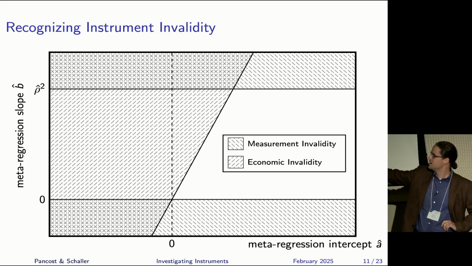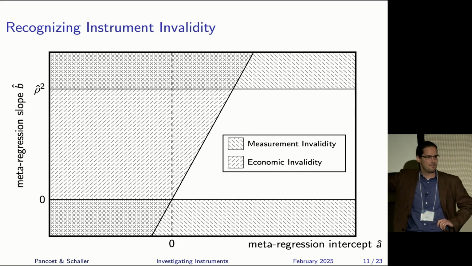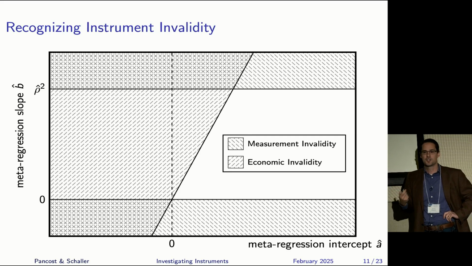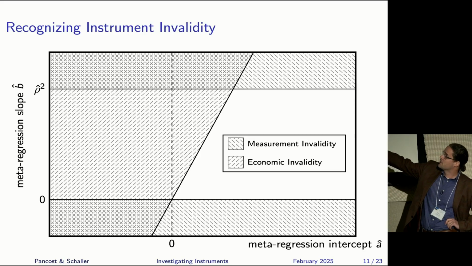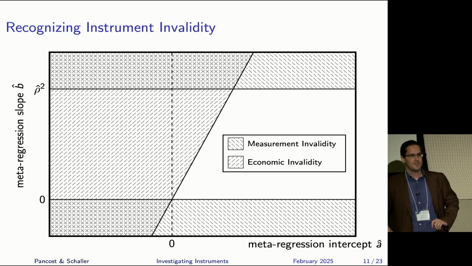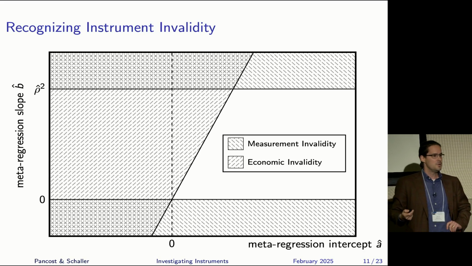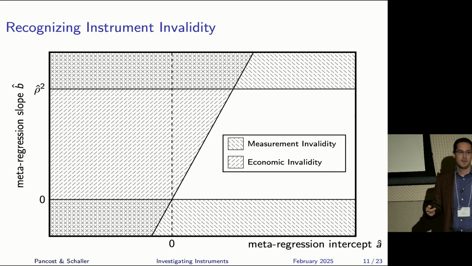If your slope is less than 0, that's bad. That can't be true. That means you probably suffer from measurement invalidity. If your slope is bigger than rho hat squared, that also can't be true. That would be an r squared more than 1. You probably suffer from measurement invalidity.